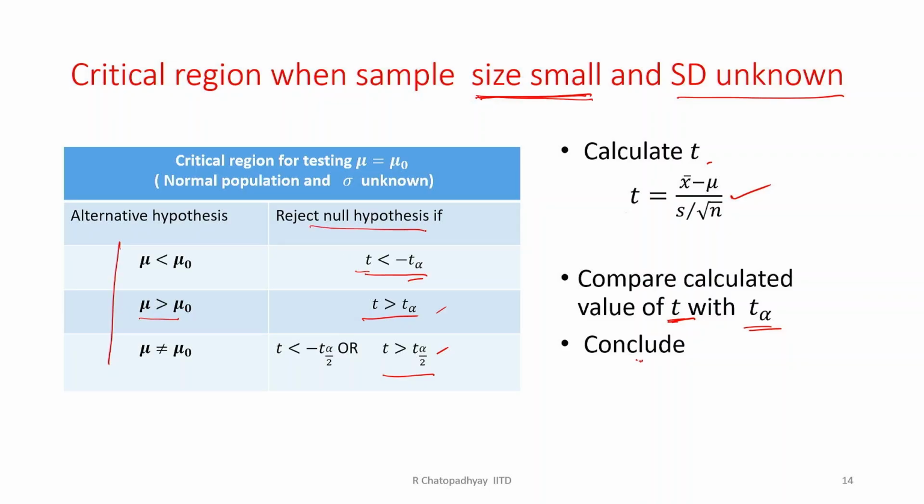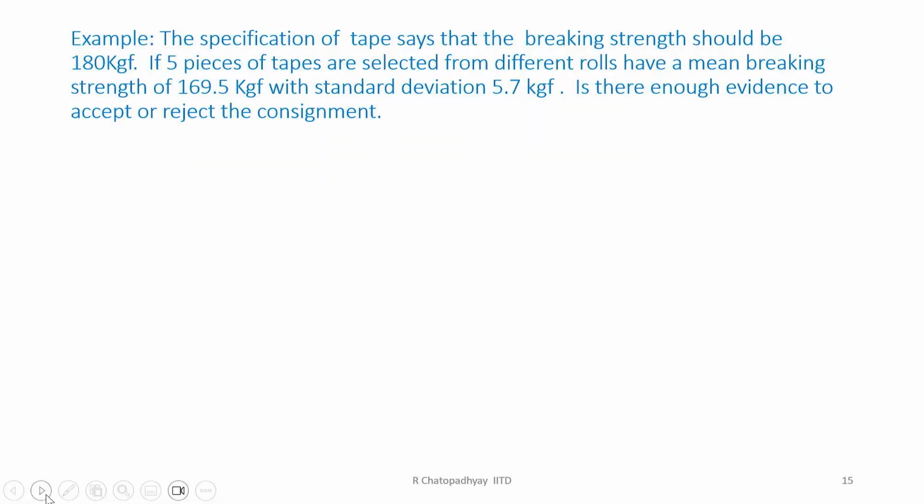hypothesis. So the rejection conclusion is based on these three: whether T is less than T alpha, whether T is greater than T alpha, or whether T is greater than T alpha by 2. All depends upon what the alternative hypothesis is in a given situation. So based on this, we draw our own conclusions. Now we can go for another example related to calculation of T.